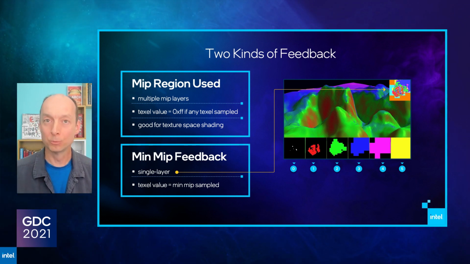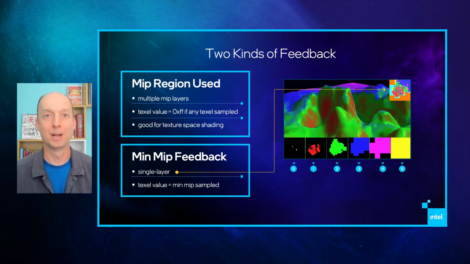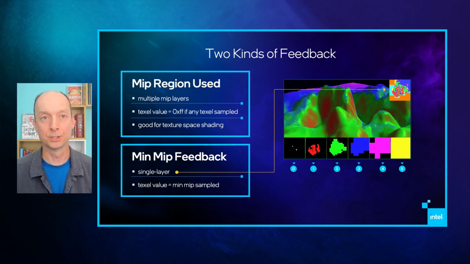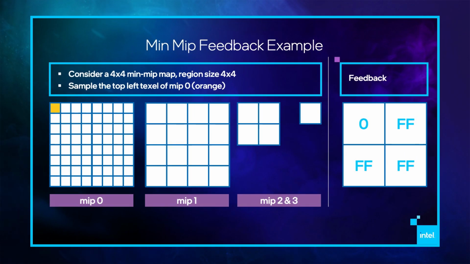If we set the feedback region size to match the reserved resource tile dimensions, we get a very efficient map of which tiles to load or evict. In the planets demo, each 350 megabyte texture is paired with a 4K feedback map. Each bite-sized texel of a min-MIP feedback resource represents the minimum MIP layer of the texels sampled in that region.